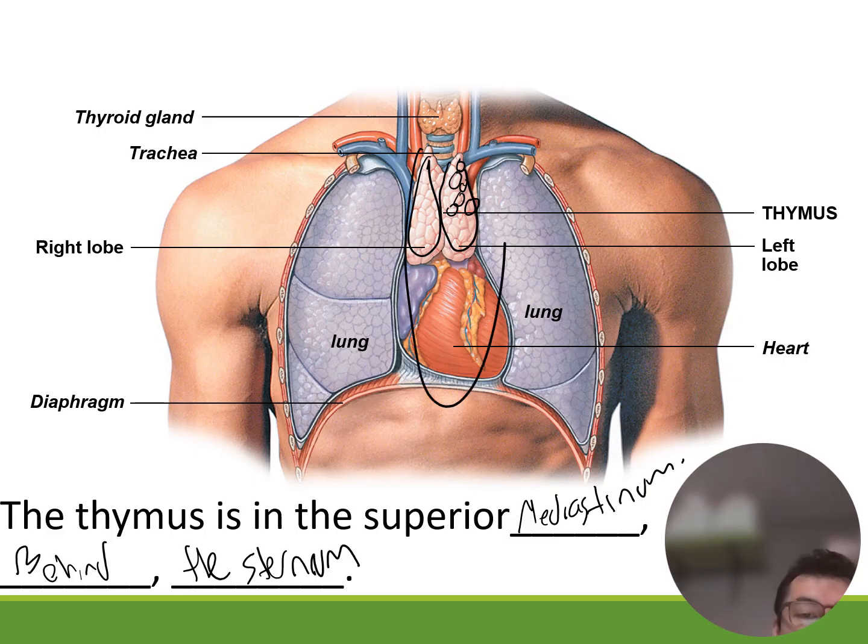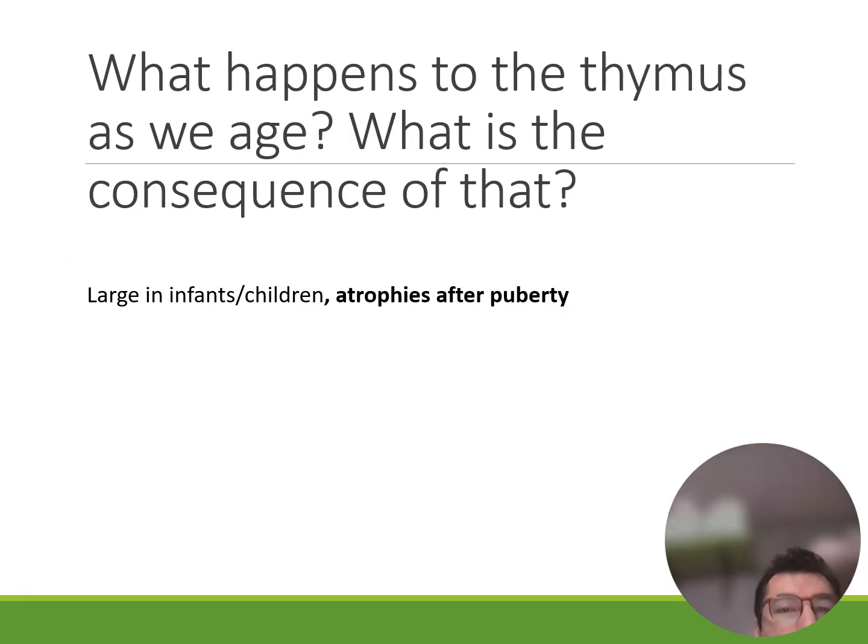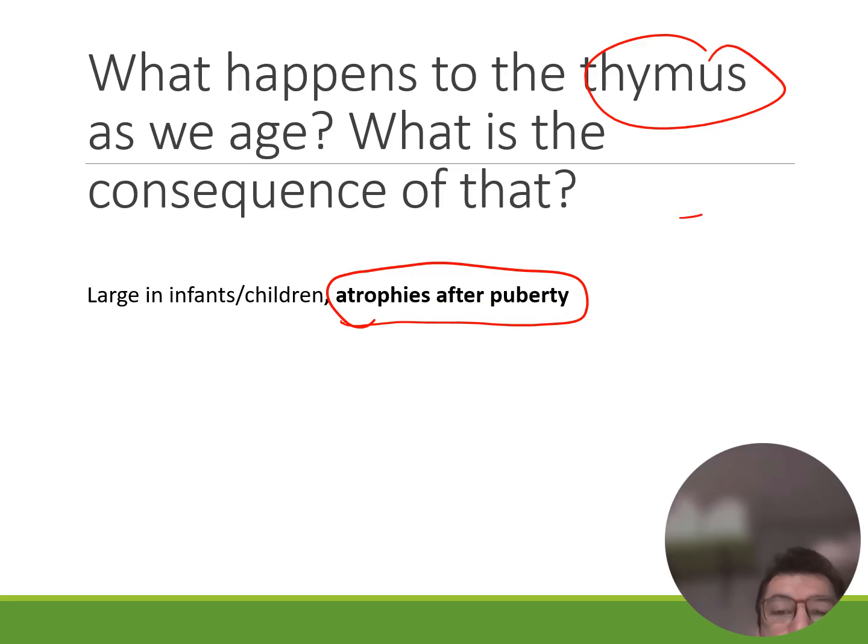Remember that bone that sits right here? It is right behind that. What happens to the thymus as we age? The answer is it atrophies after puberty. Remember that the thymus is a place where we are training T cells.